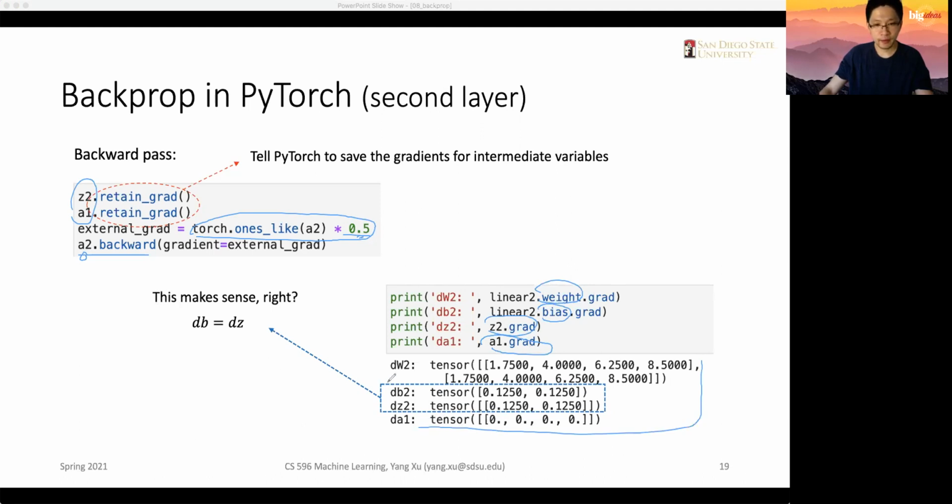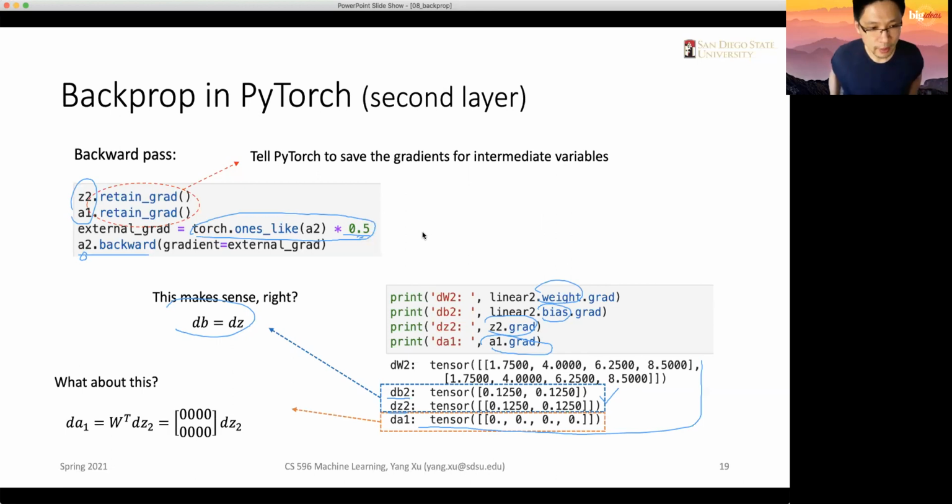First of all, if we compare DB2 and DZ2, they have exactly the same values. This is correct according to the general formulas of backprop, because the general principle says that when we want to know dB, we just directly copy dz. That's correct.